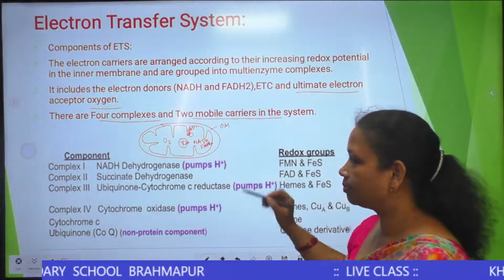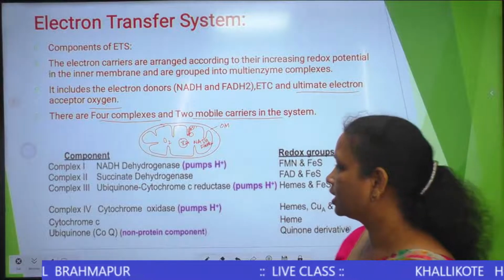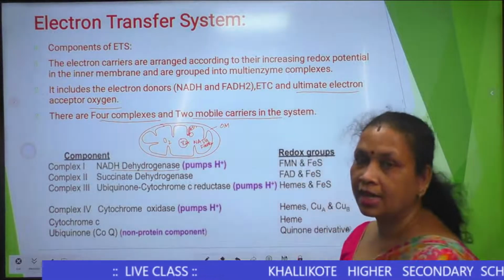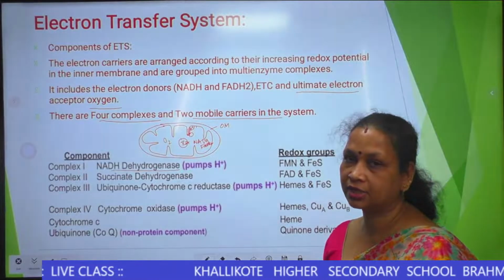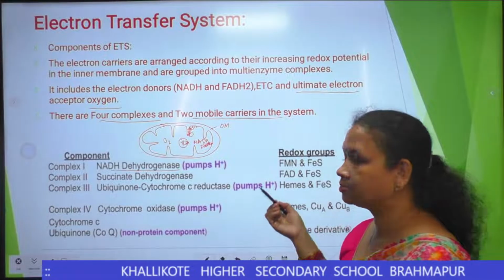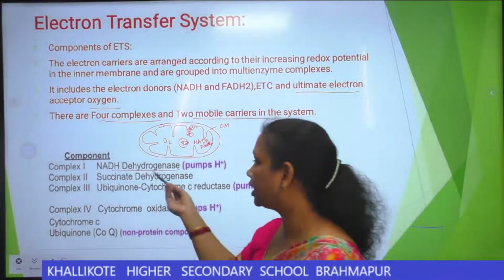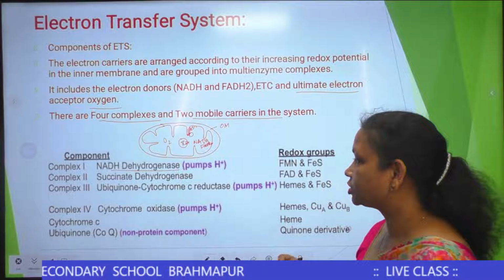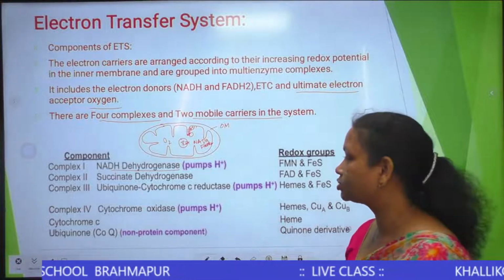The first complex is called NADH dehydrogenase. NADH dehydrogenase is the enzyme that is going to dehydrogenate NADH, remove a pair of hydrogen and transfer the electron to the next component.